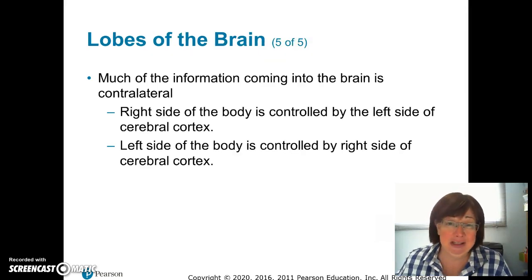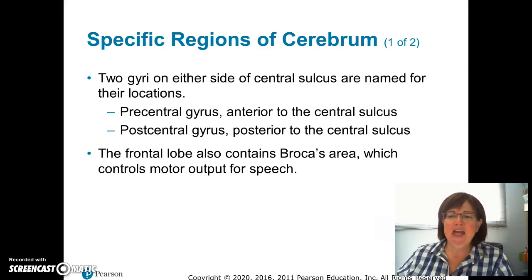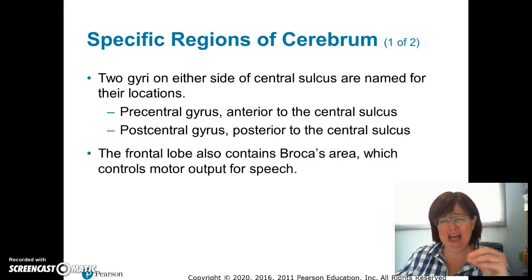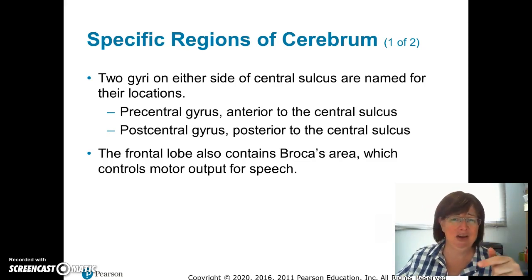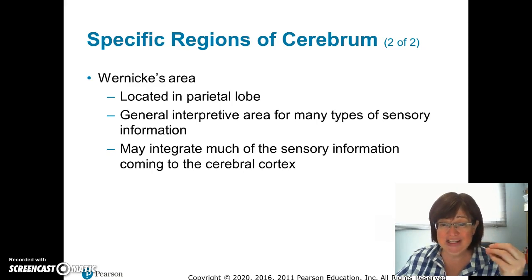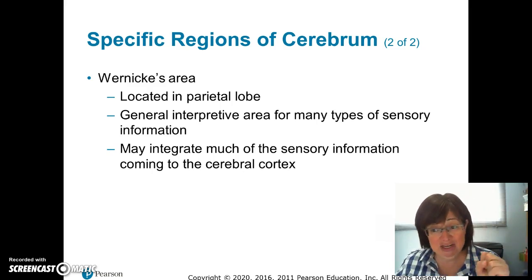There are also theories about left brain being more logical and right brain being more creative, but those are just theories. If you take psychology, you'll learn more about them. Okay? The gyri are named for their locations. Don't worry about it. There's also an area in the frontal lobe called Broca's area, which is motor for speech. We're not going to get that specific, but if you're taking Psychology 261 later on, I just want you to be aware of these terms so you've heard them once before. There's also an area called Wernicke's area in the parietal, which functions for sensory information.